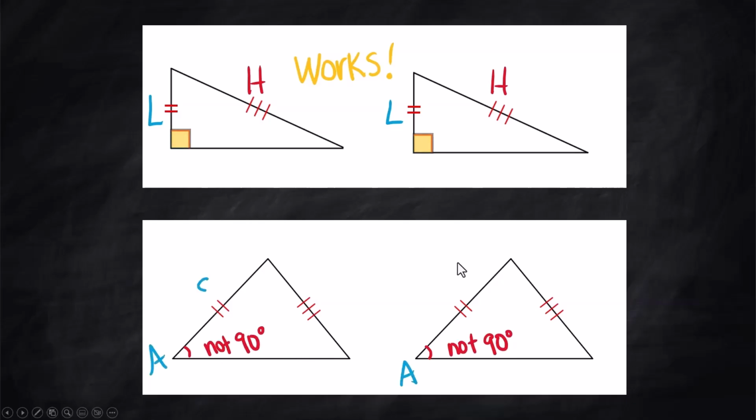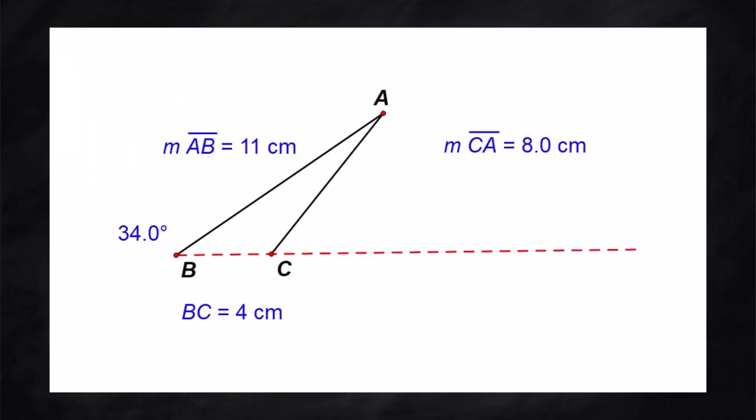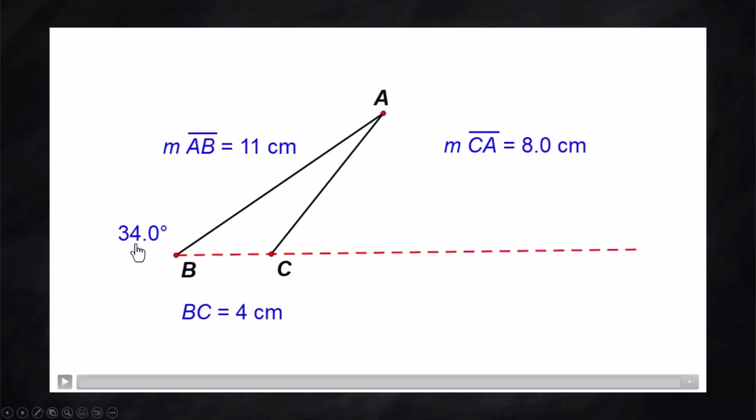If you see angle, side, side, let me show you why. Does not work. All right, I'm going to do a little demonstration here, but right now I'm starting out with a triangle that has a 34-degree angle, a side that's 11 centimeters, and another side that's 8 centimeters. The third side is 4 centimeters. I'm going to lock in the 34, the 11, and the 8, but I'm going to play with this, moving that point C, and show you I'm going to get a second triangle. Watch.